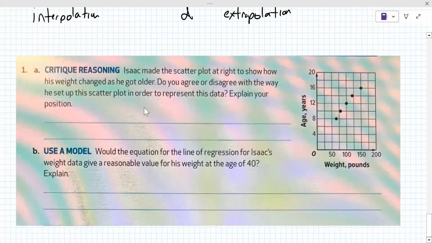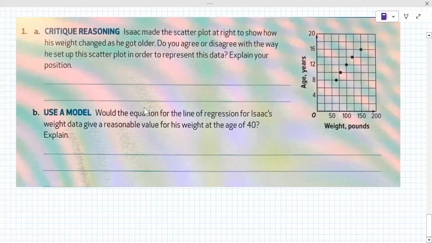All right. Isaac made the scatter plot to show how his weight changed as he got older. Do you agree or disagree with the way that he set up this scatter plot in order to represent the data? We did talk about that earlier. Time is up here. Is that the best way to do it? I would have it the other way, where weight in pounds is on the Y. Yeah. So you want to say that time is on the X-axis, weight on the Y. Other than that, it looks good.